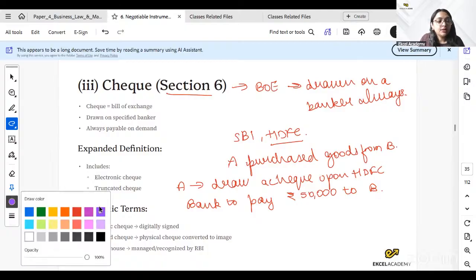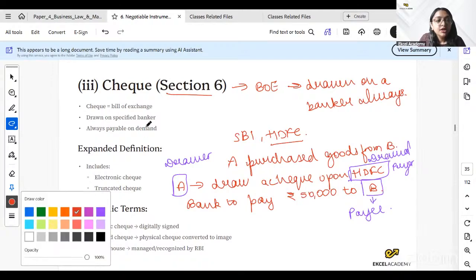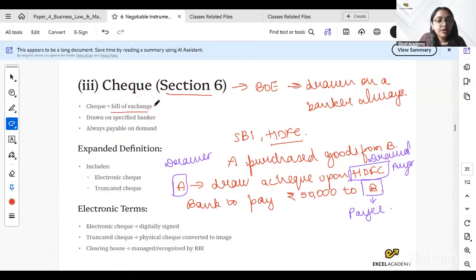So it is a type of bill of exchange itself. Who is A? A is the drawer, correct? HDFC Bank is the drawee, and it will also become the payer. Who is B? B is the payee, that is, the final amount will be paid to B. This is how the mechanism of a check works. To understand, a check is a bill of exchange which is drawn upon a specified banker, and it is always payable on demand.